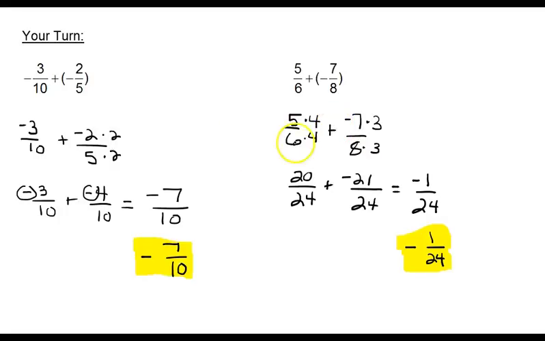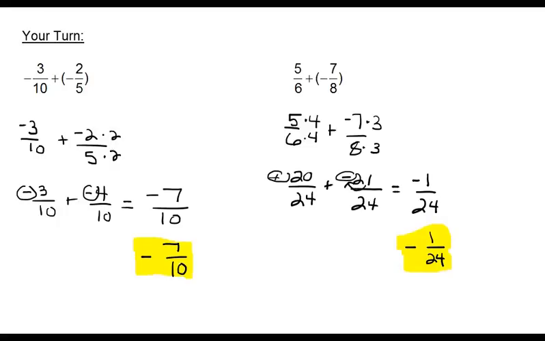For the next example, the common denominator was 24. So I multiplied this fraction by 4 to get 20/24. And I multiplied this fraction by 3 to get negative 21/24. This is an example when the signs are different, so we should have subtracted. 21 minus 20 is 1. And then you take the sign of the larger number. Well, I have more negatives than positives. I have 21 negatives and 20 positives. So my answer would be a negative 1/24. And then I wrote it down here with a negative in front of the fraction.